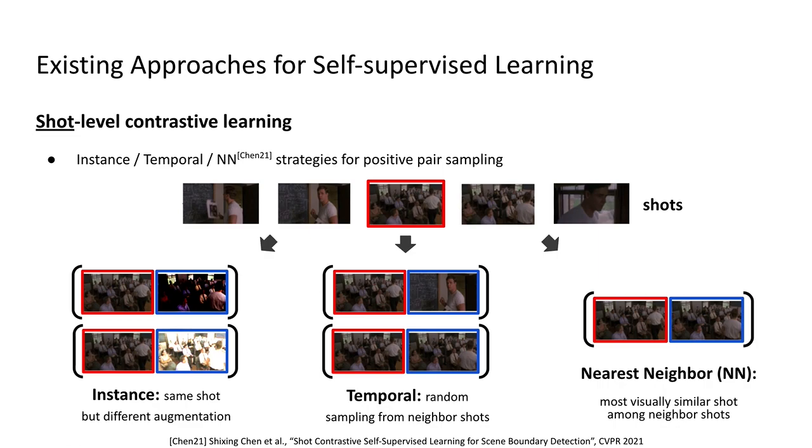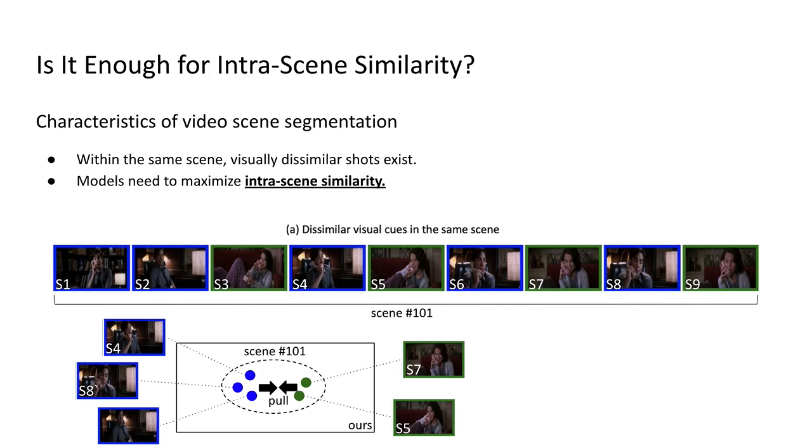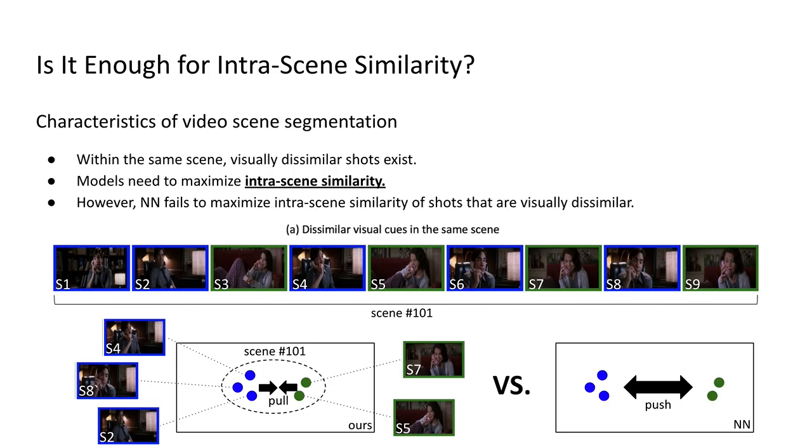Let's see 2 examples. The first example contains a single scene with visually dissimilar shots, where shots highlighted in the same color look similar. In this example, both shots are visually different in that they contain different characters. We expect such 2 different shots to be categorized in the scene-level semantics of 2 characters talking on the phone. So the model needs to maximize the intra-scene similarity. However, NN-based sampling pushes the representations of visually dissimilar shots in the same scene far from each other. This may lead to predicting many shot-level boundaries rather than scene-level boundaries.